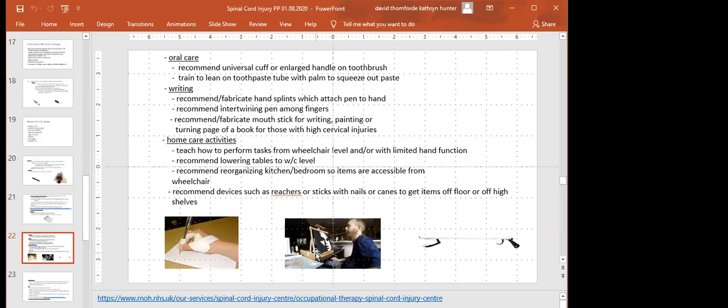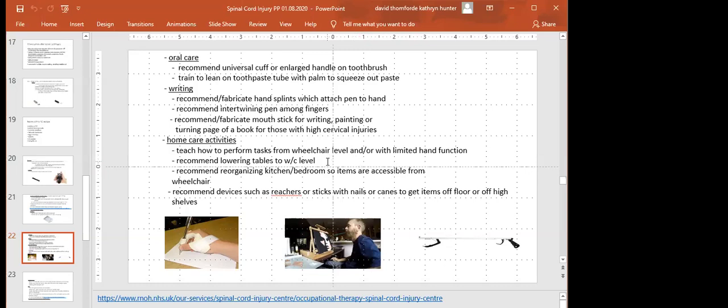Also, depending on the person's hand function, we may recommend reachers or a cane or a stick with a nail in it to pick the items off the floor or get items off a top shelf. I didn't mention it here, but for some home care activities, if you have trouble opening a bottle, there are different devices that you can buy on the internet, or you can use a wet towel to put around the bottle that will give you a little bit more traction on it. There are special openers for pill bottles if you have trouble with pill bottles.